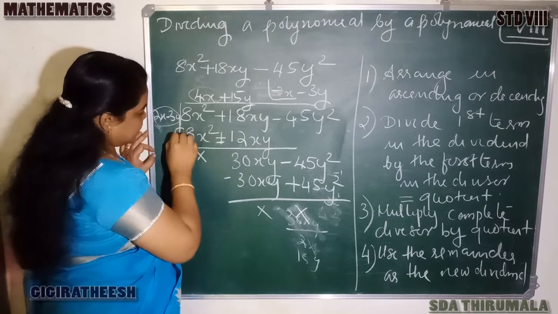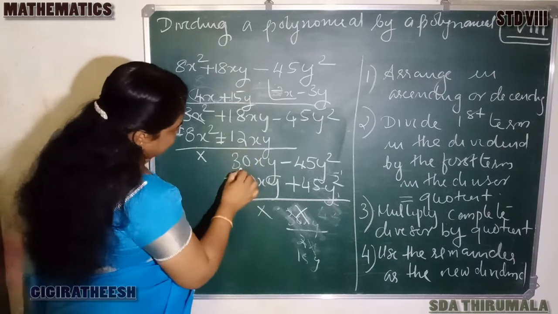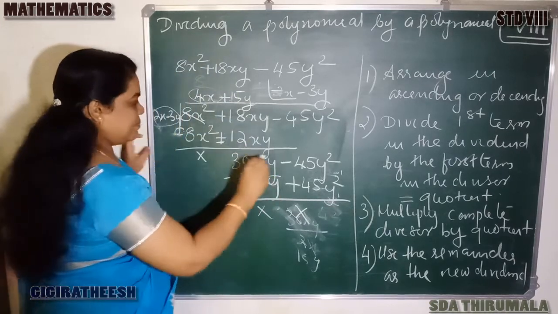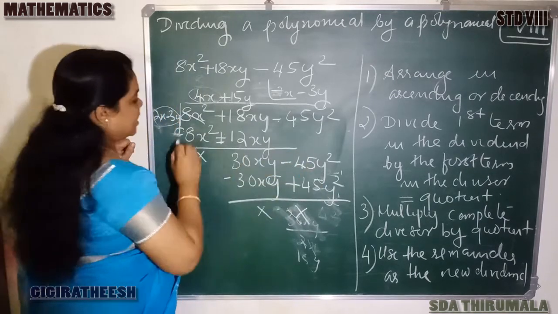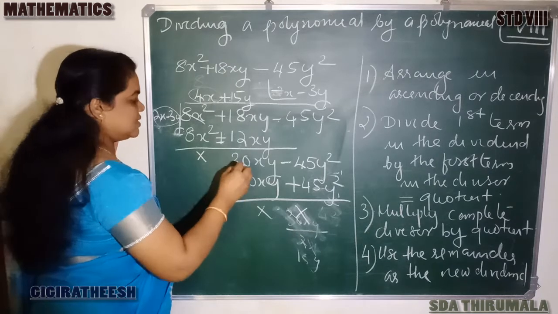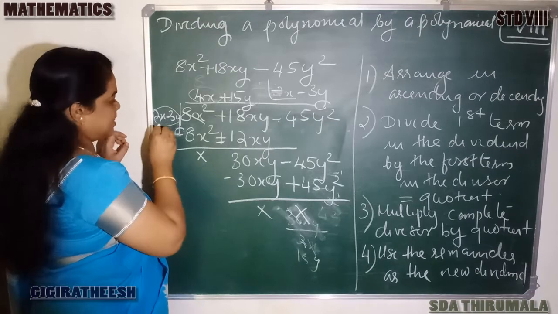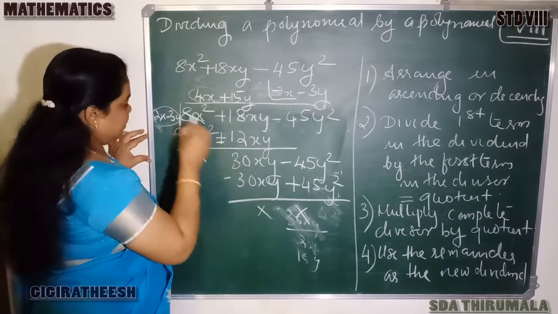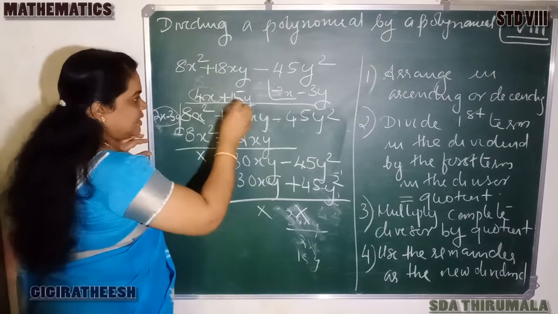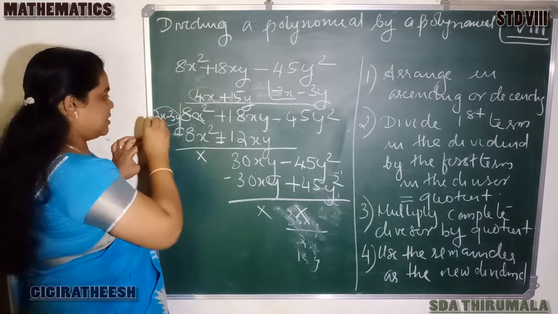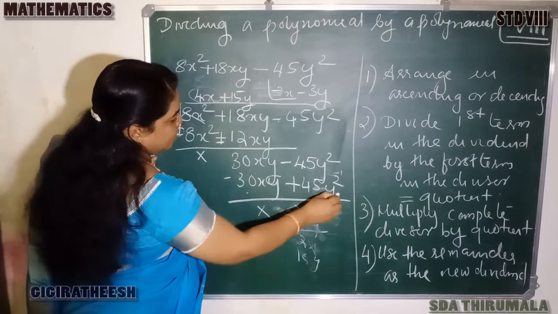And then subtracting, this cancels, that is we get 0, and then 18 plus 12 is equal to 30xy, and put down the minus 45y square. And after that again divide the first term 30xy by the first term 2x, that is 30xy by 2x is equal to 15y, and then after that multiplying this 15y into 2x minus 3y, that is equal to 30xy minus 45y square.